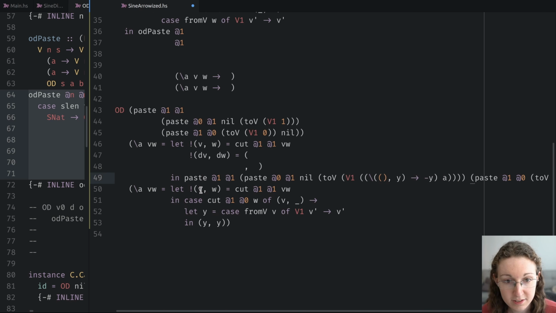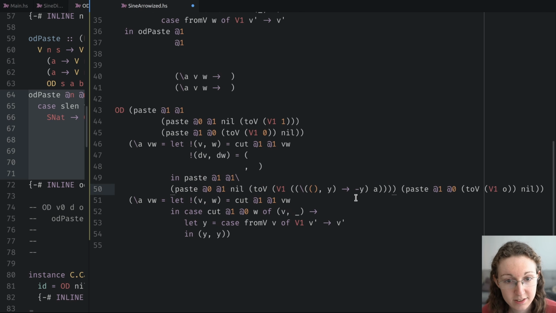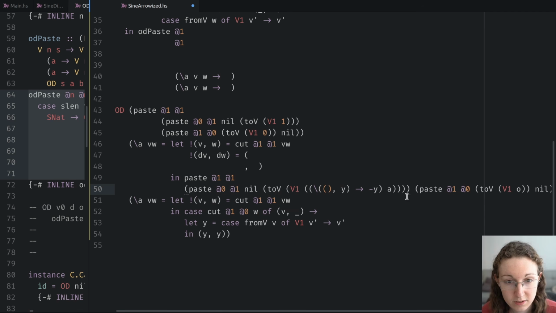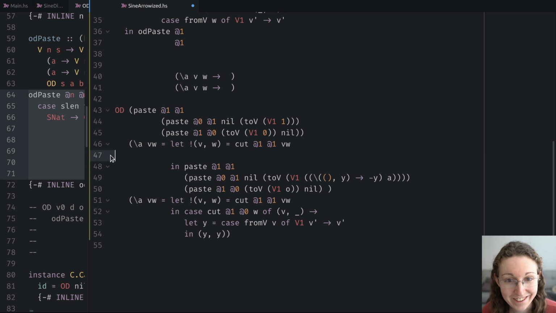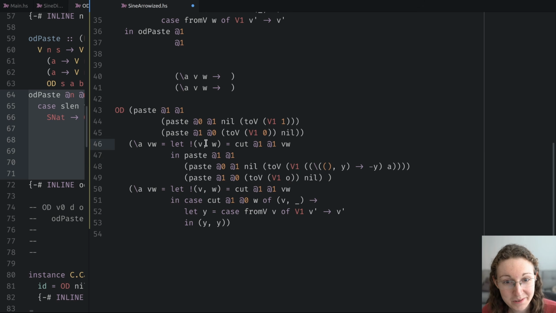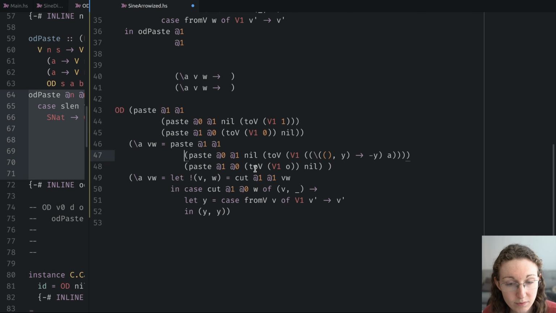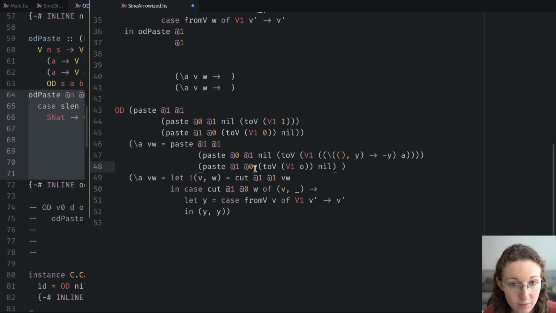And again, we have this nesting of pastes. Which is very suspicious. And given that we're trying to optimize this program, seeing patterns like this is very, very helpful. It's a good indication that something is going on. So again, we don't actually use V or W anywhere, so we can just delete this. There we go.